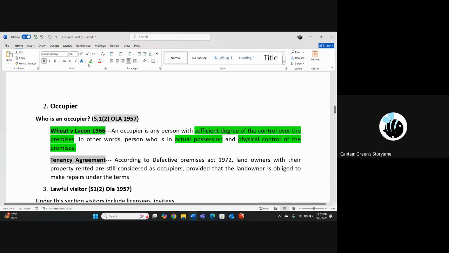This deals with the tenancy agreement. For example, there is a landowner who has given his house on rent to some people. However, in the agreement there is a term that states that the landowner has to make repairs in the house. Thus, in this state, the landowner will also be regarded as the occupier of that house. Just because the property is rented does not mean that he is not an occupier. There is a term added in the tenancy agreement which means that he has to make repairs in the house. Thus, making repairs makes him an occupier, and it is told by the Defective Premises Act 1972.